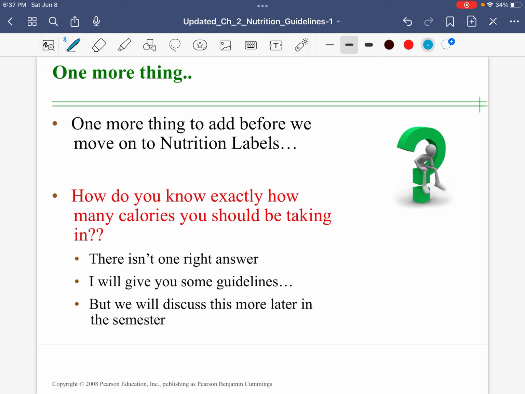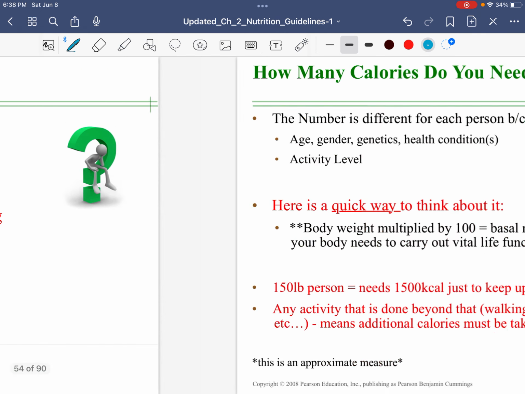You may remember it, probably not because it's boring, but well, not when I do it. The estimated energy requirement, EER. So let's talk about it. How many calories? We've talked about how many milligrams of sodium we need, or what percentage of our diet should come from carbs. What about total calories? Well, there isn't one right answer, but there are some guidelines.